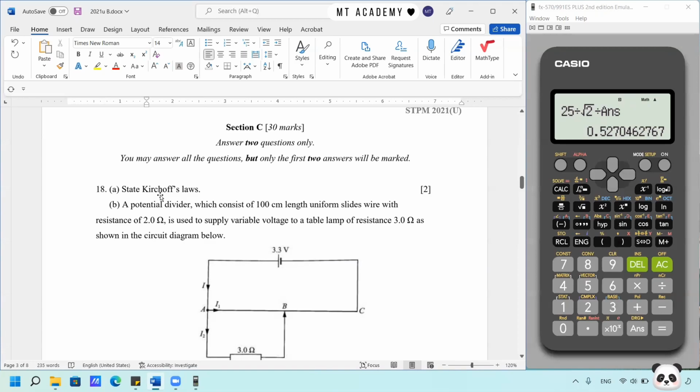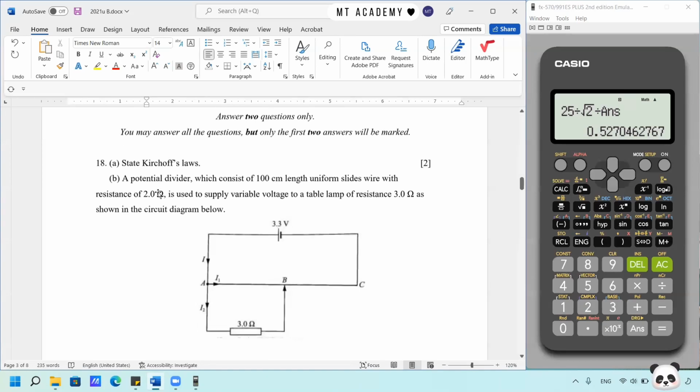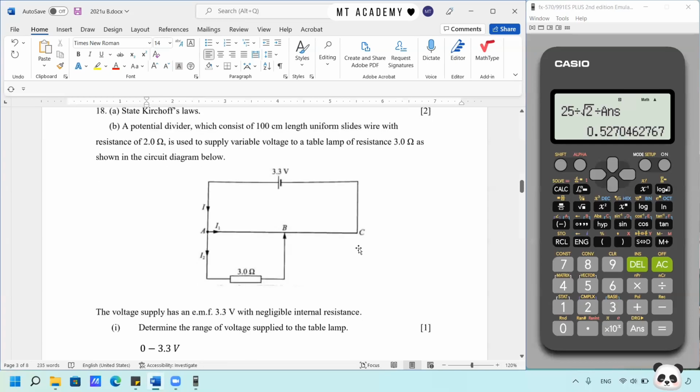Question 18, state Kirchhoff's law. So this is a definition, and you should have learned it in your textbook, so I will skip it. We move on to B. A potential divider which consists of a 100 centimeter length wire with resistance of 2 ohm is used to supply variable voltage to a table length of resistance 3 ohm as shown in the circuit diagram. So the voltage supply has an EMF of 3.3 volt with negligible internal resistance. Determine the range of voltage supply to the table length.